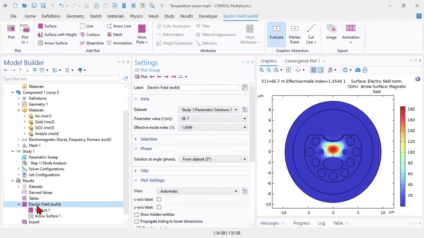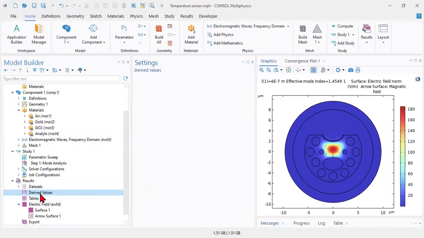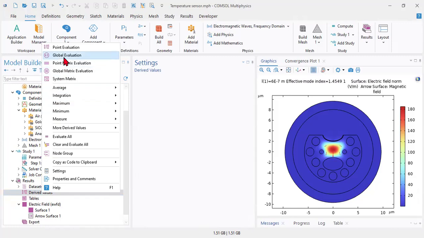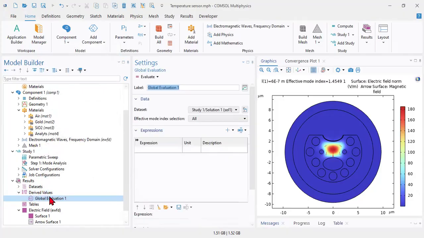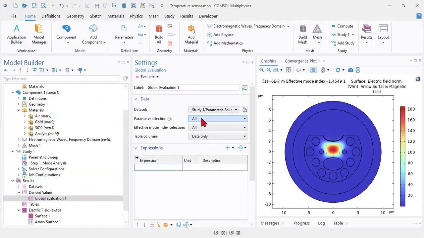Then in COMSOL, what you have to do is collect this data. To collect this data, you have to go through derived values. From derived values, right click, and then you will get global evaluation. Click on global evaluation. Then in expression, before taking expression, from study you have to select study one parametric solution. From parametric solution, select data only, then from data only select outer solution. Then from expression, you have to click here.